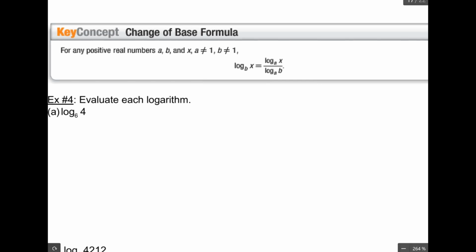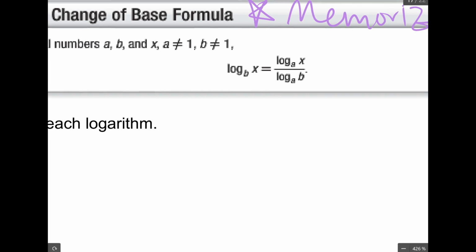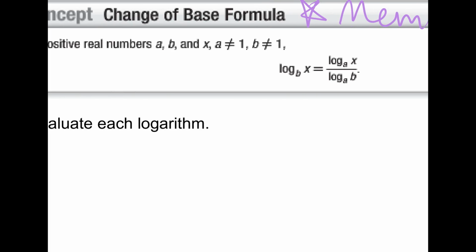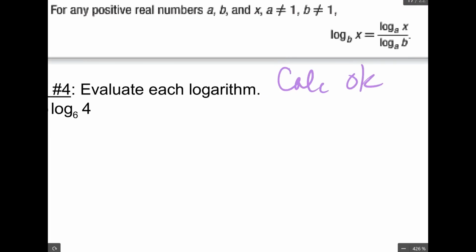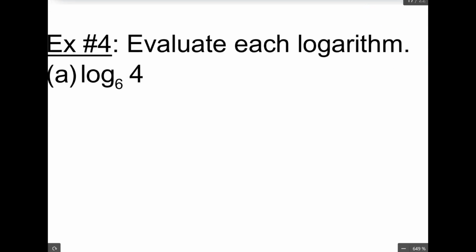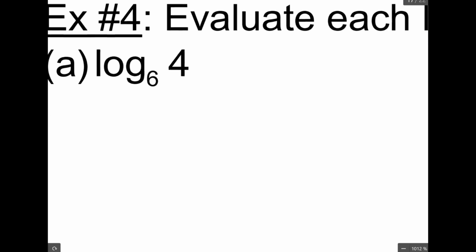Alright, and then the change of base formula. This is probably the hardest part of this whole lesson. Just keep in mind you will have to memorize this. So log base b of x is equal to log base a of x over log base a of b. Okay, so keep in mind you will have to memorize the change of base formula, but this will be a calculator okay section because you're going to have to be evaluating logarithms. It's not exactly nice. Okay, so evaluate each logarithm.